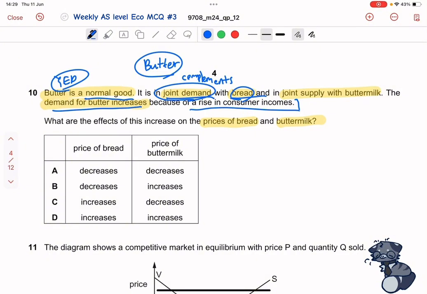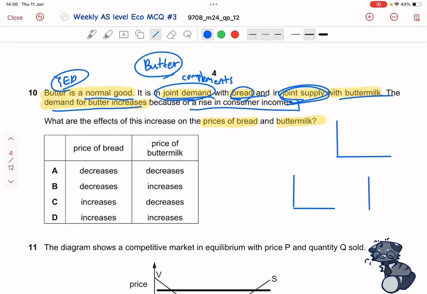Now it says here that it is also in joint supply with buttermilk. Joint supply with buttermilk means that if the supply of butter increases, the supply of buttermilk will also increase. Because together, again, joint supply, they will increase together. So to get a clearer idea of this, let's draw demand and supply curves for every single one of them, and then see how the curves shift. Let's draw that real quick.